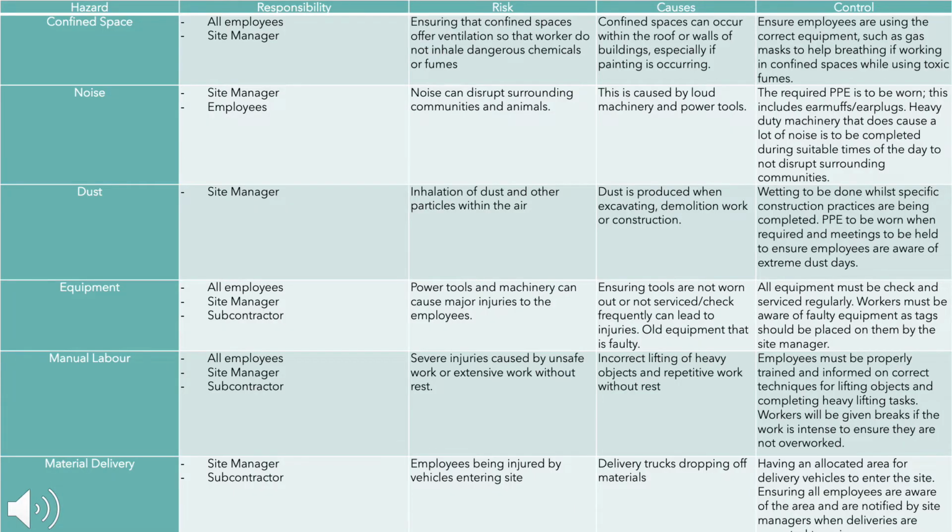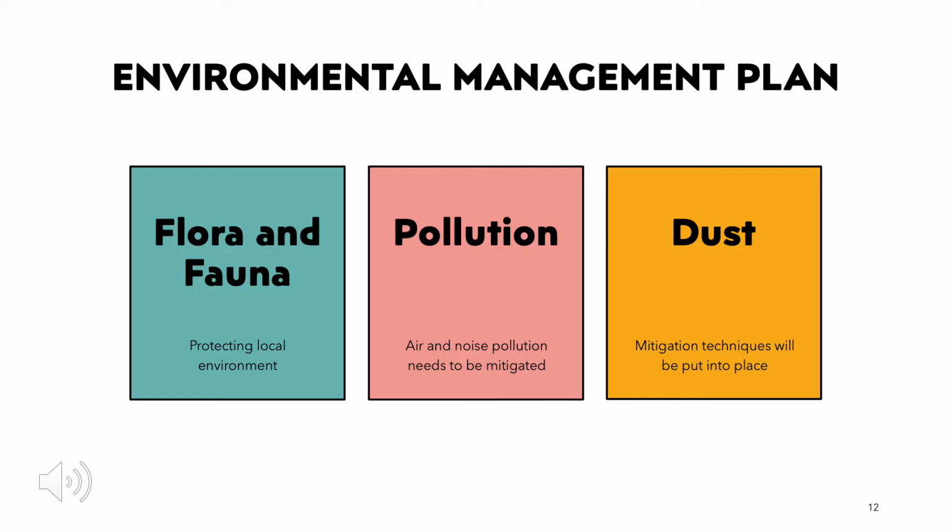The team identified 6 possible hazards that may occur throughout the construction of this project. They include confined space, noise, dust, equipment, manual labour, and the delivery of materials. These can all be seen in the table. Each hazard has been identified, listed who is responsible, the risk that it poses, how the hazard is caused, and lastly how the team can control and mitigate it. The site manager is responsible for all the potential hazards that are posed on the site, as they are the ones who are in control of everything.